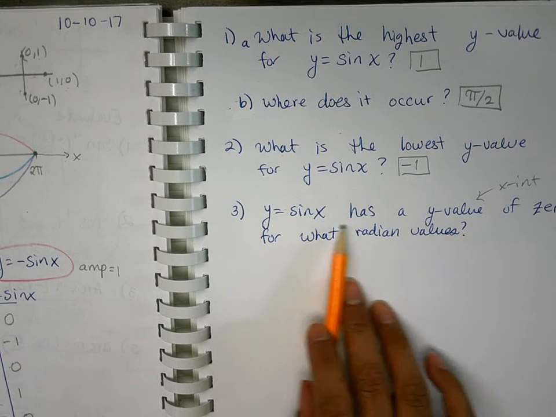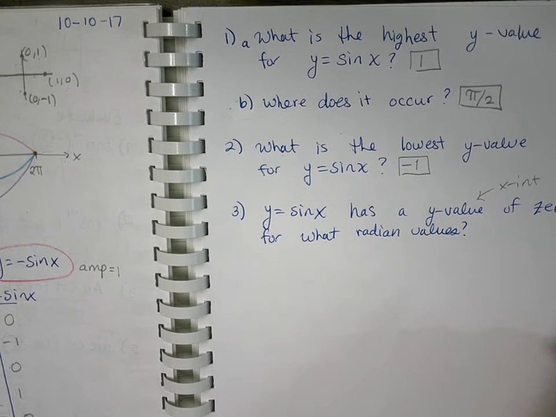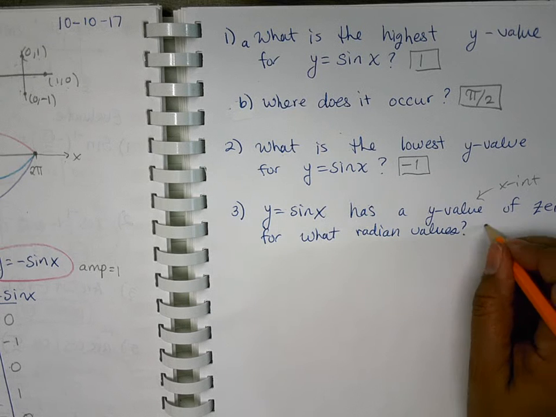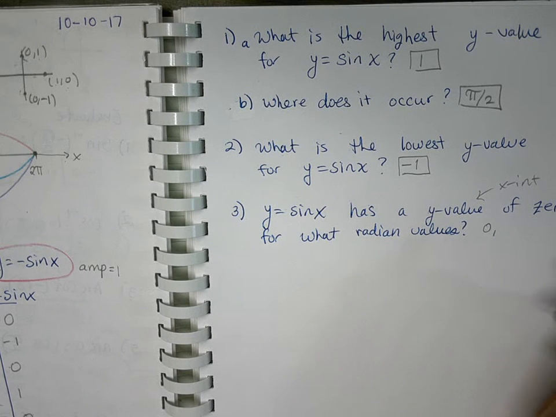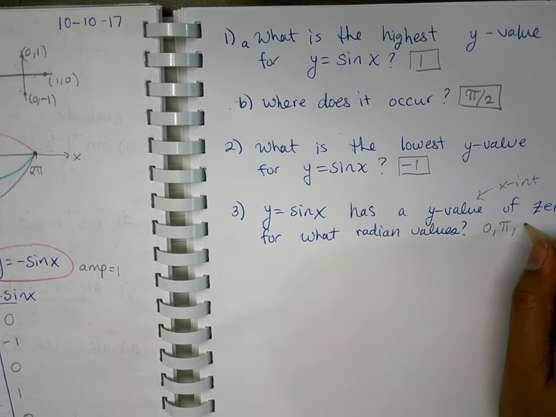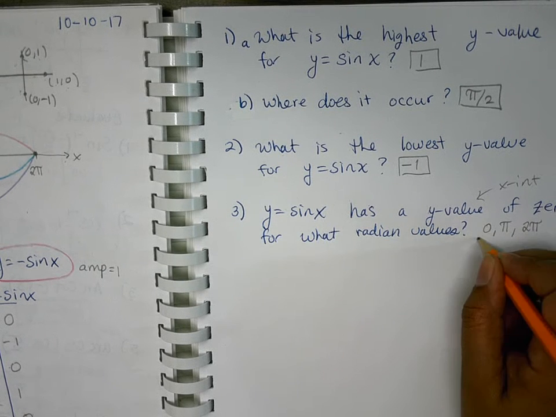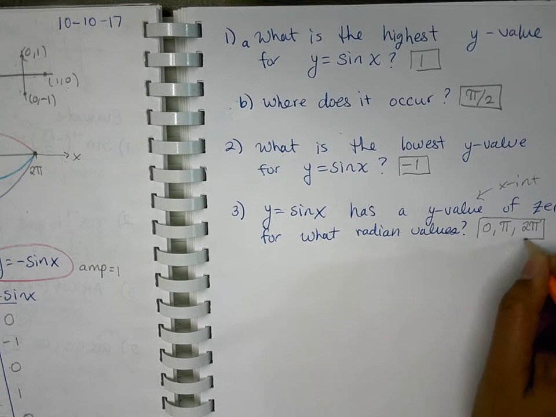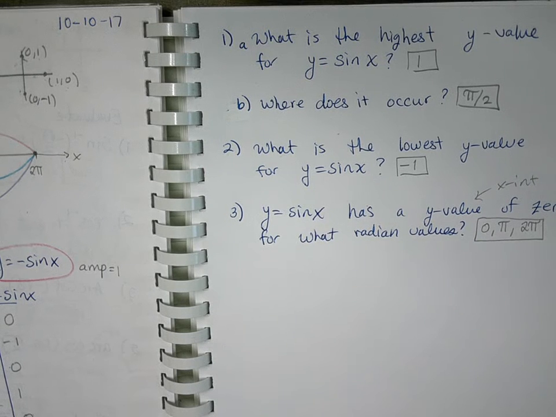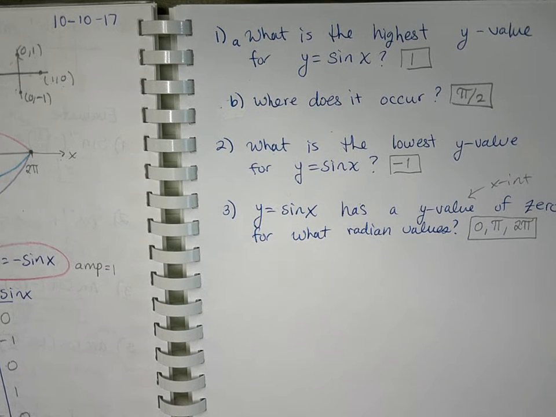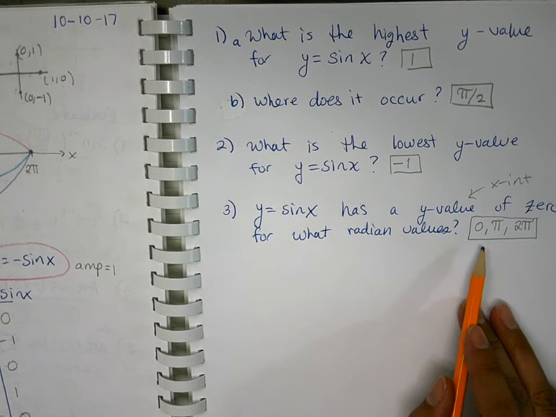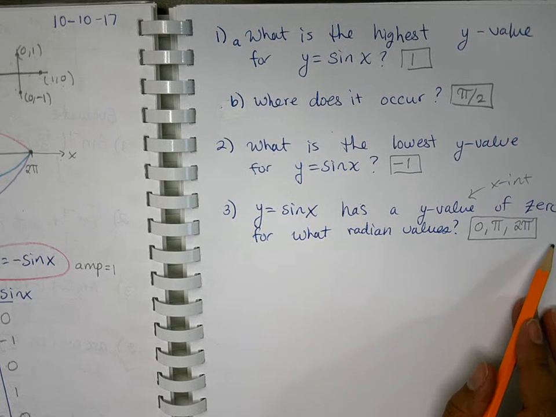Y equals 0 for what radian values? Is 0 one of them? Comma, look at your graph. What's the next one? Pi, comma, look at your graph. What's the last one? 2 pi. Now, if I continued that graph more than one period in both directions, would I have more zeros? Definitely. It would go on forever and ever. But over one period, 0, pi and 2 pi. Any questions?